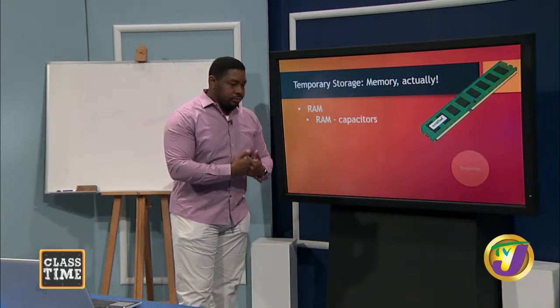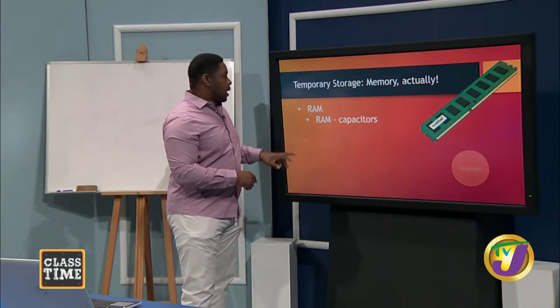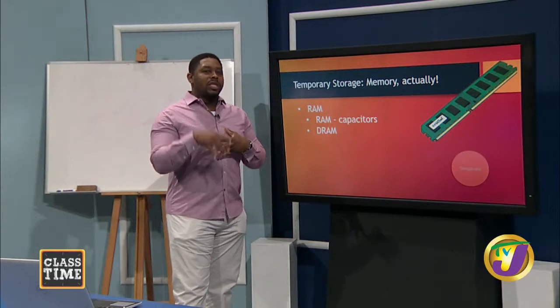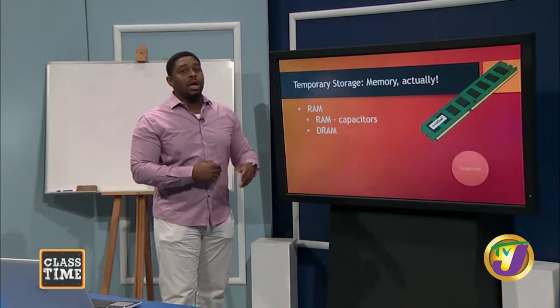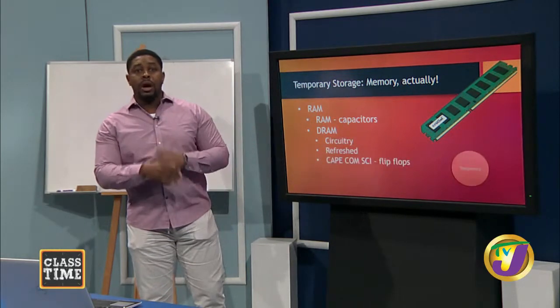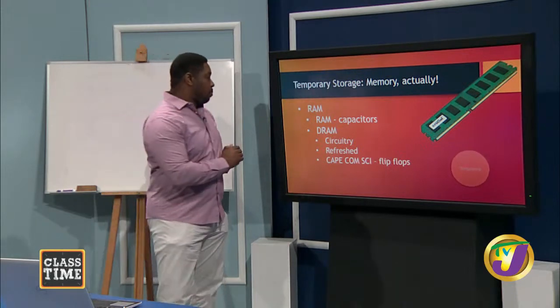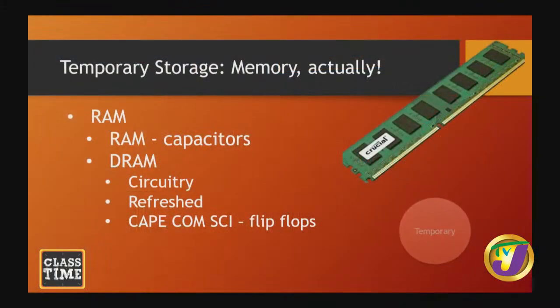But then the developments changed and we started to use something called dynamic RAM, which is about circuitry now. And this dynamic RAM has to be refreshed on a regular basis by your computer or by the power that's coming into your computer. Now, for those of you who are doing CAPE Computer Science, if you're watching at Unit 1, I think it is, you have to learn about flip-flops. And these flip-flops are the memory agents. These are the smaller devices that store a bit.